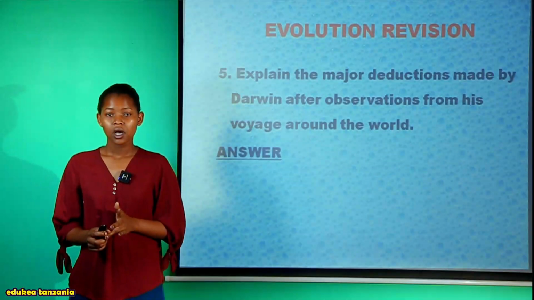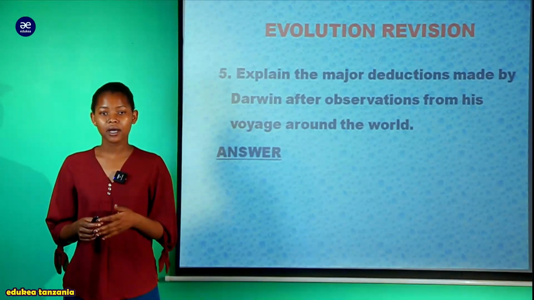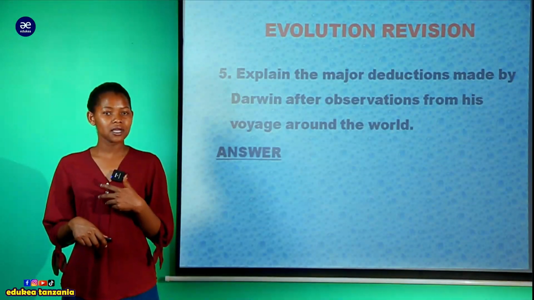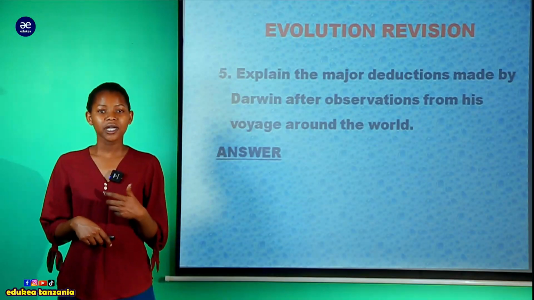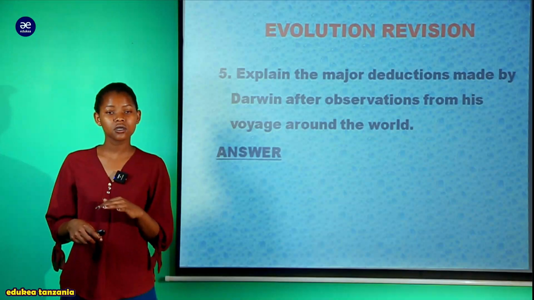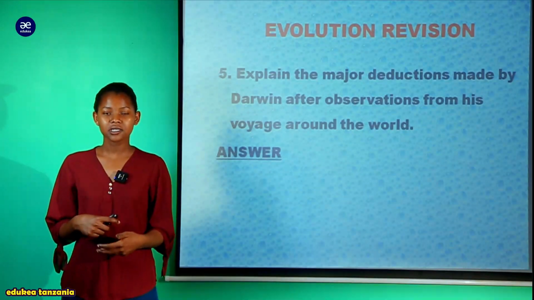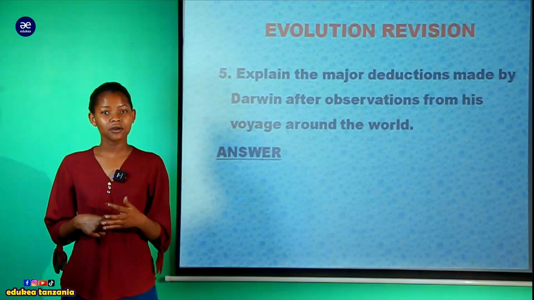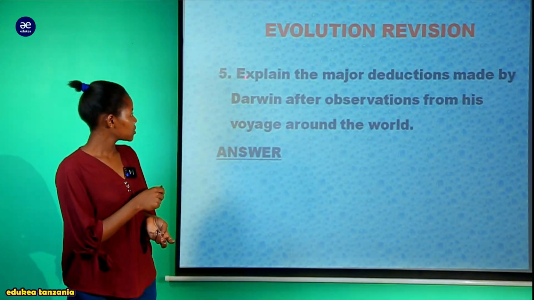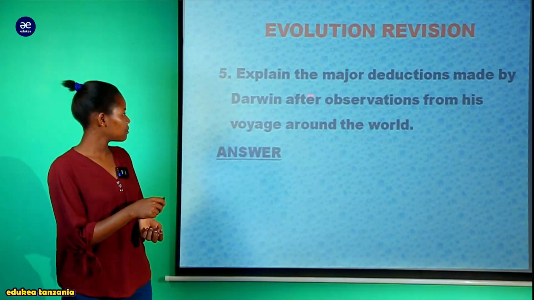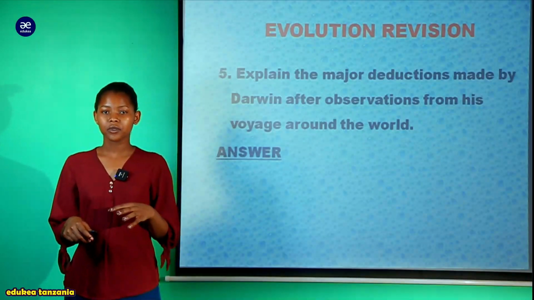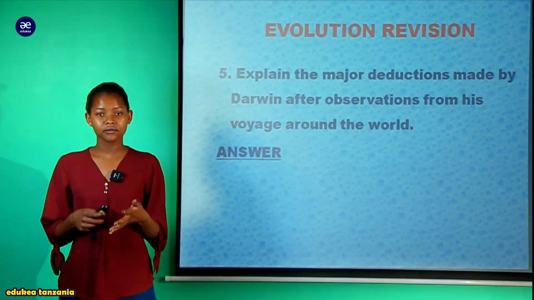And now, my dear students, this was all about question number 4 about the observations of Darwin as alivyokuwa anafanya voyage ama ziara around the world. And now we are going to question number 5, which looks at the other side, the deductions proposed by Darwin after his voyage around the world. As you can see here, our question needs us to explain the major deductions made by Darwin after observations from his voyage around the world. So this is the next question to question number 4.